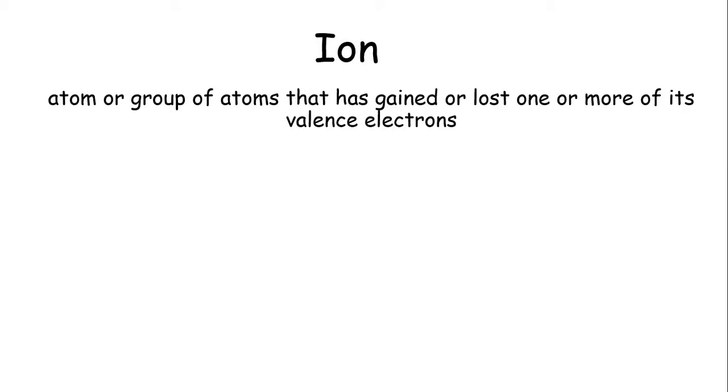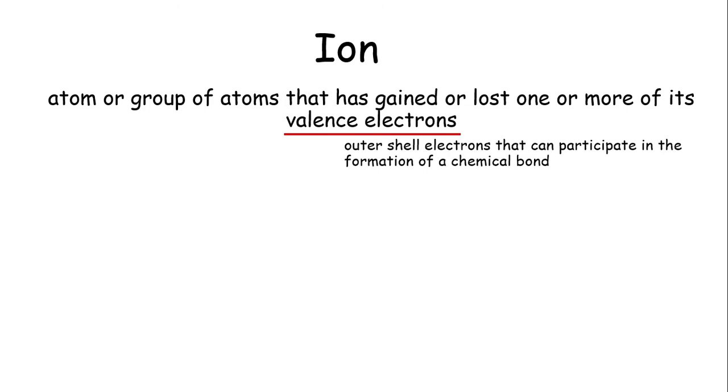An ion is an atom or group of atoms that has gained or lost one or more of its valence electrons. So remember, valence electrons are outer shell electrons that can participate in the formation of a chemical bond. So they are the ones being shared or transferred to form a connection or a bond between atoms.